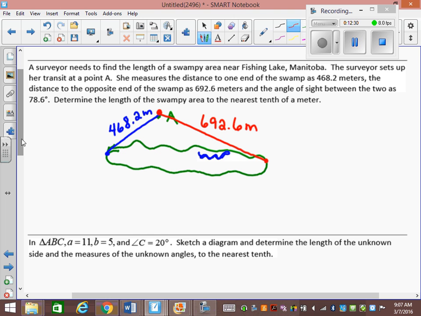Now, the angle of sight between the two is 78.6 degrees. Which angle is that? A, right? It's the sight between. Not a hard question. You just have to go for it and not sit there for 10 minutes crying and thinking, oh gosh, it's a word problem. You can do it. I know you can. Okay? Determine the length of the swampy area to the nearest tenth. So they want this piece. Oh, I just see he's now standing on the length of it, that's Ogopogo. He's there. So we're asking to find the third side.